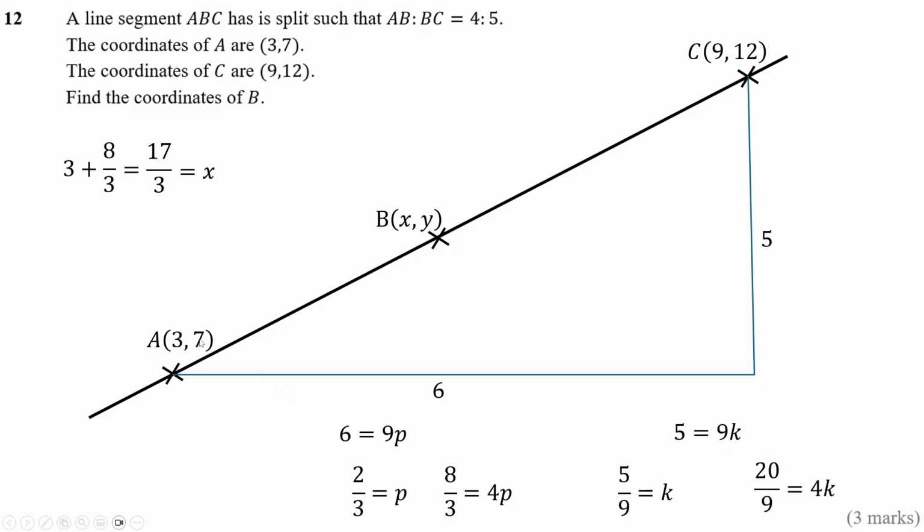And then you'll need to do 7, which is the starting y coordinate, add 20 over 9. And then that will give you 83 over 9. This is obviously going to be 63 over 9. 63 plus 20 is 83 over 9. So that y coordinate is equal to 83 over 9. So you got 17 over 3, 83 over 9 for the coordinates of B.